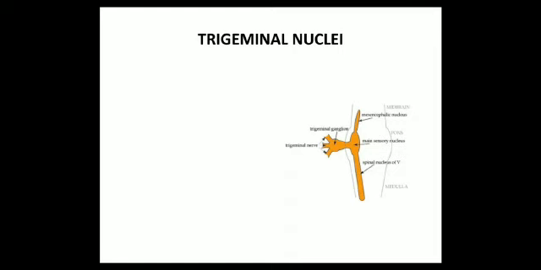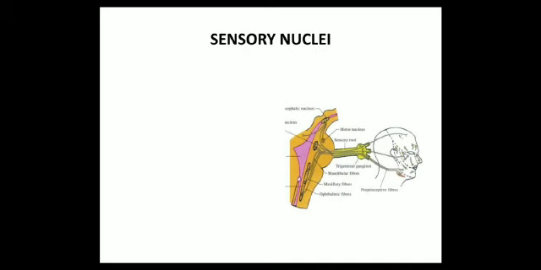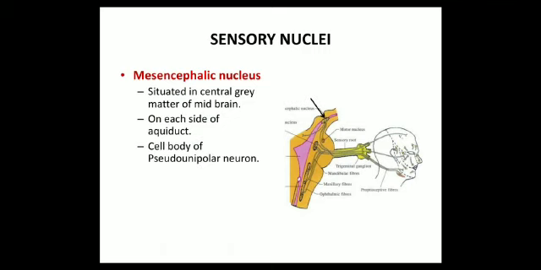The trigeminal nuclei. So, the cranial nerve nuclei means it is a collection of the neurons, that is grey matter that is present in the brainstem that is associated with one or more cranial nerves. So, the trigeminal nuclei includes the sensory nuclei and the motor nuclei. The sensory nuclei are also grouped under 3 different types, that is mesencephalic nucleus, which is situated in the central grey matter of the midbrain on each side of the aqueduct.